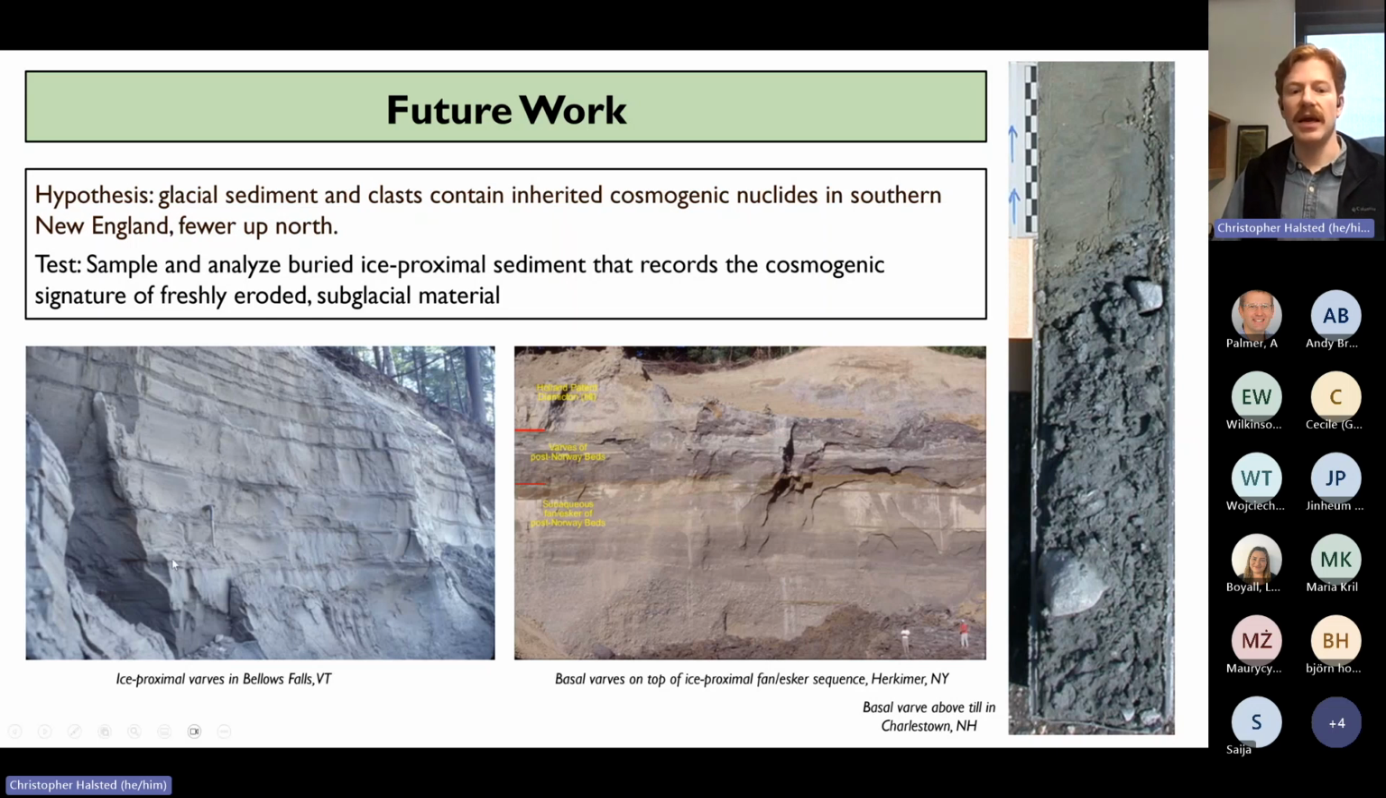histories, and essentially sample some of the furthest down ice contact sediments we can find that were pretty quickly then buried by overlying sediments. And because they were buried and cut off from that cosmogenic cascade, whatever cosmogenic concentration we measure in those sediments should reflect the inherited concentration of sediment coming off the ice sheet or underneath the ice sheet at the time of deposition. So that's where we are now.